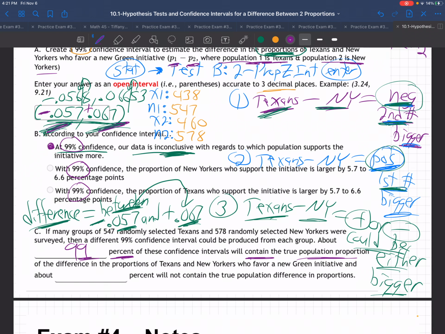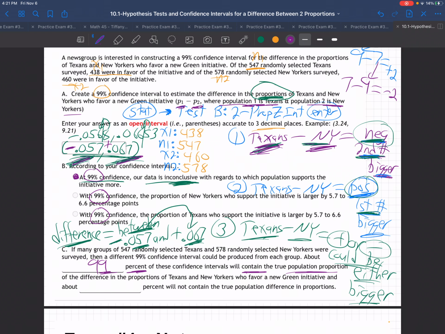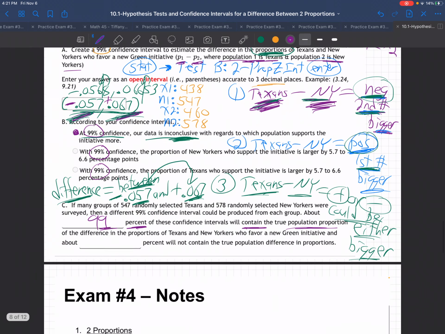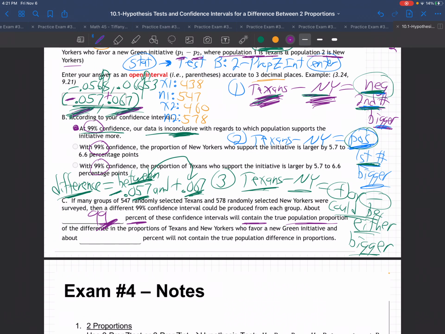There's truly a difference in the average feelings of all New Yorkers and all Texans. You start with all Texans minus all New Yorkers on how they feel about the new green initiative. There's a true number. If you could ask every Texan and every New Yorker, there would be an average, and that difference would be a true value. Well, we're 99% sure of that true value; that's what a confidence interval is. We're 99% confident that the true proportion difference for the whole population, Texans minus New Yorkers who favor the new green initiative, is captured. And about what's this going to be?